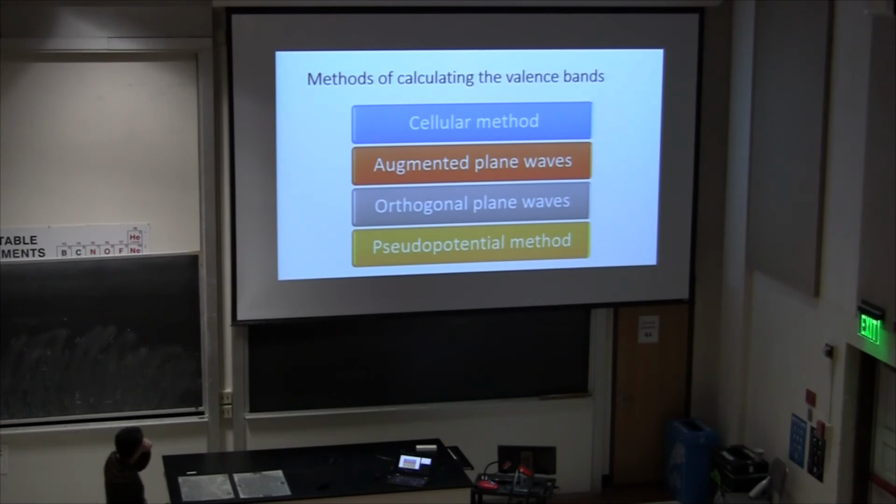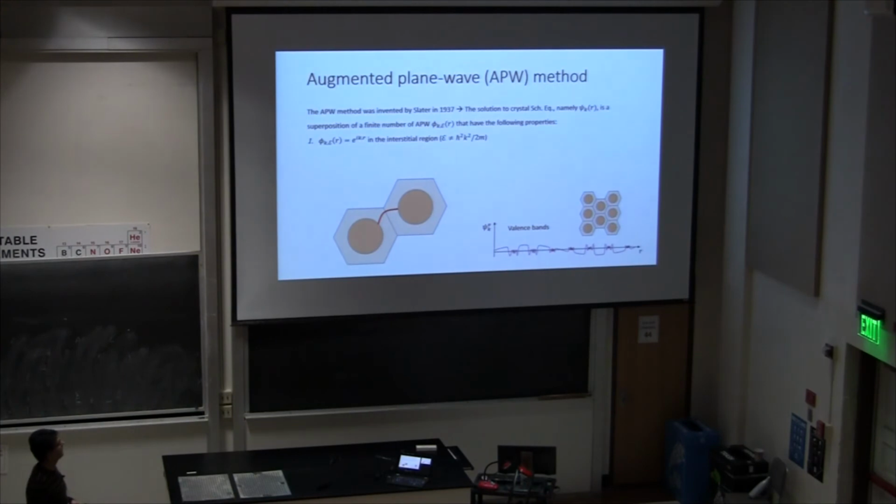Okay, now here, so this was the cellular method and an introduction of the muffin tin potential. What the muffin tin potential did is that it gave rise to this other method. It kind of laid down a stage for the augmented plane wave method of calculating band structures, which we're gonna see now. Okay, so what is an augmented plane wave method? This method was invented by Slater.